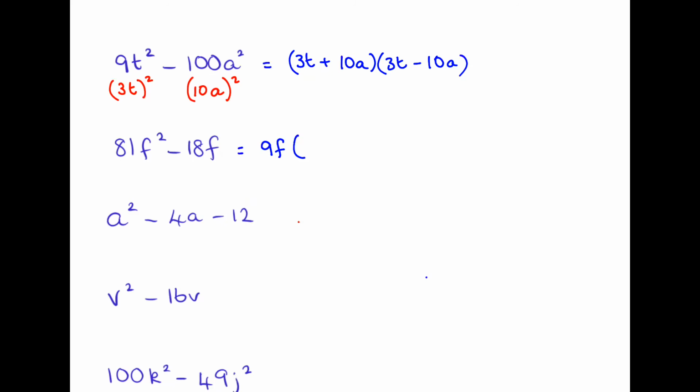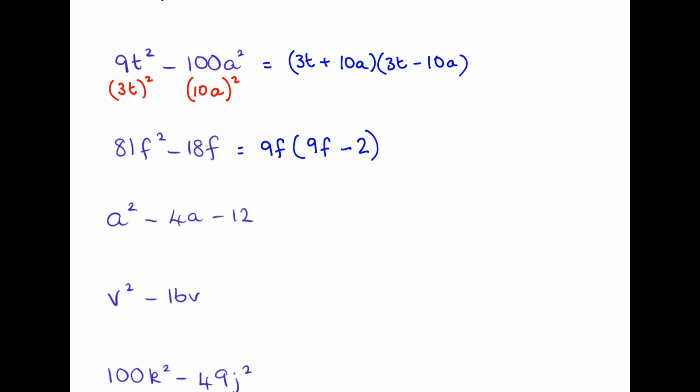So then, remember, 9f times this gives you 81f squared. So 9 times 9 is 81, f times f is f squared. So 9f times 9f will give us our 81f squared. And then 9f times this has to give us negative 18f. So it's got to be a minus. 9 times 2 is 18. And in fact, 9f times negative 2 is negative 18f. So that's that one done.